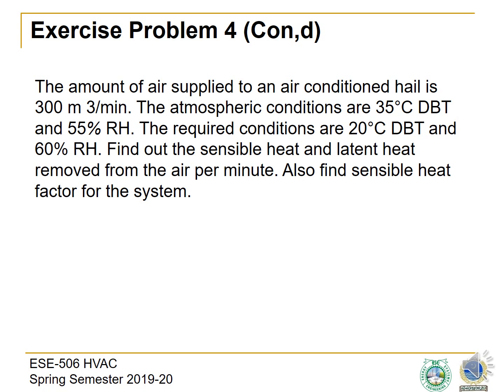Exercise problem 4. The amount of air supplied to an air-conditioned room is 300 cubic meter per minute. The atmospheric conditions are 35 degrees Celsius dry bulb temperature and 55% relative humidity. The required conditions are 20 degrees Celsius dry bulb temperature and 60% relative humidity. Find out the sensible heat and latent heat removed from the air per minute. Also find sensible heat factor for the system.